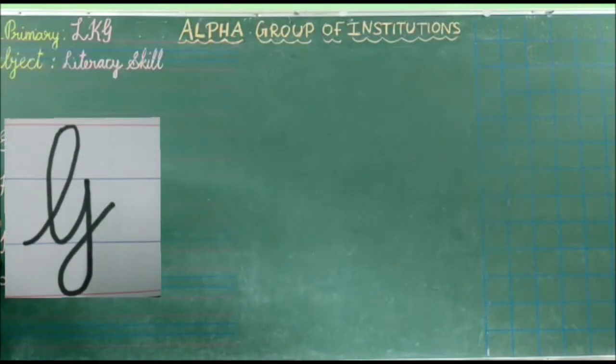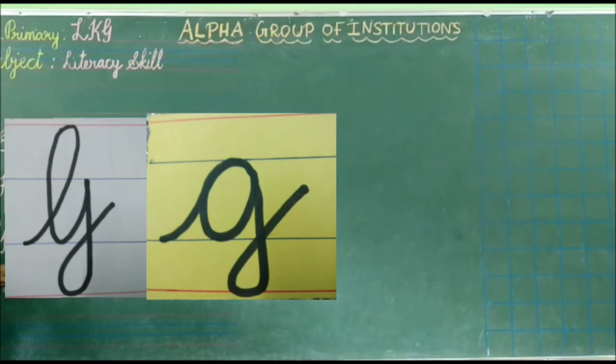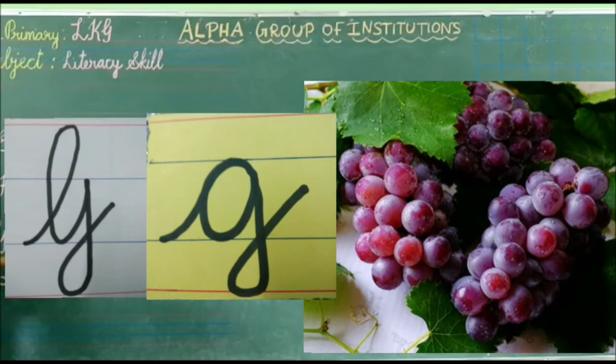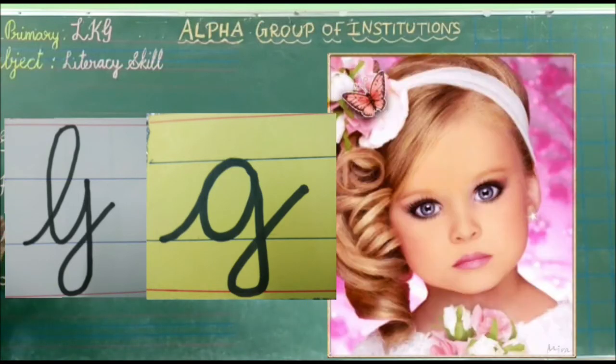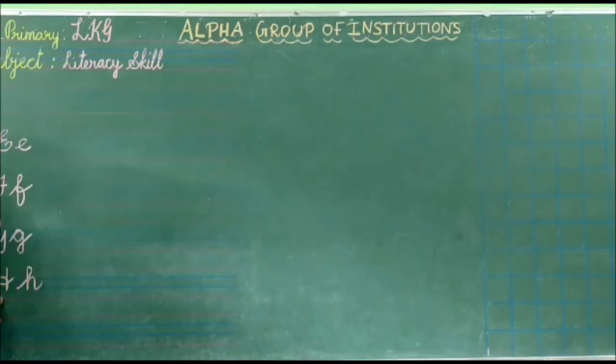G. What letter is this? G. This is capital letter G and this is small letter G. G sounds guh. G. Grapes. G. Girl. G. Gun. Very good. Next, what letter is this?